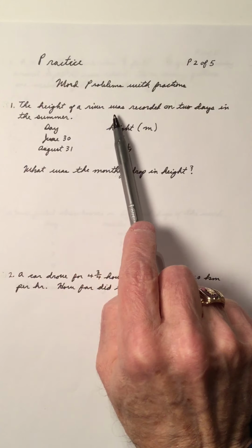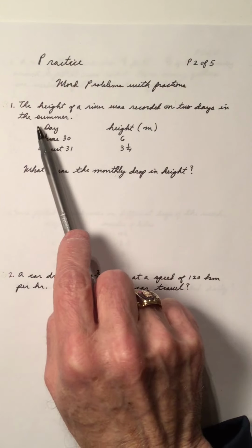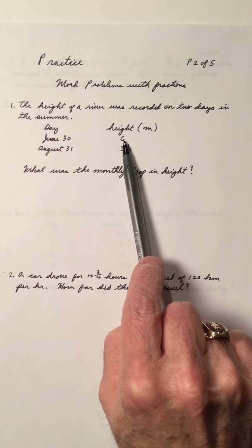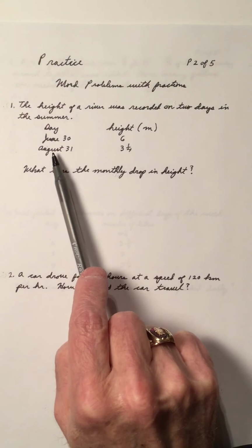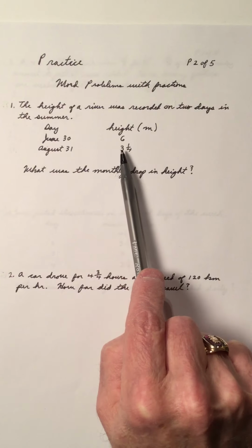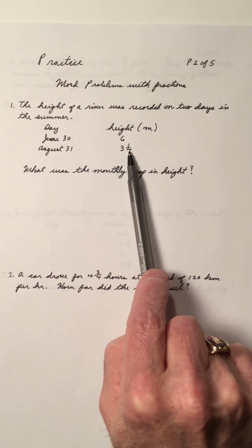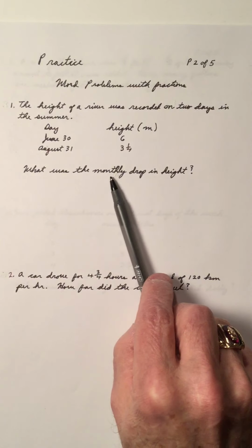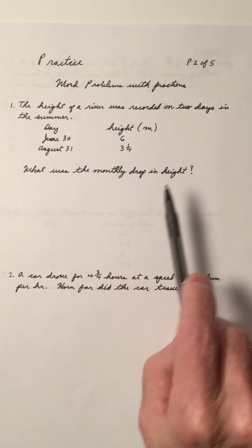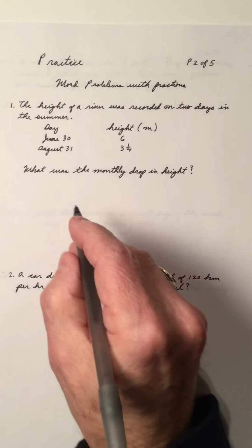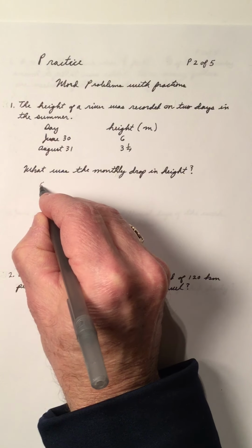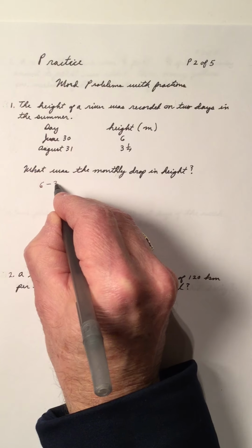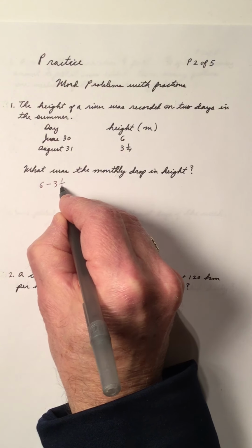The height of a river was recorded on 2 days in the summer. June the 30th, the river was 6 meters high, and August the 31st, it was 3 1/4. So, what was the monthly drop in the height? So we have meters. So it started off at 6 in June, and it dropped. So that means we gotta take it away.